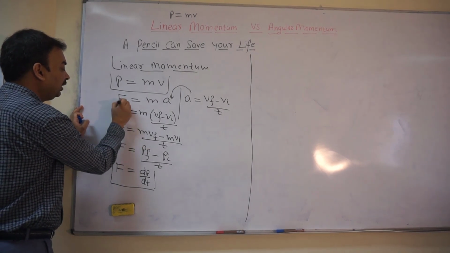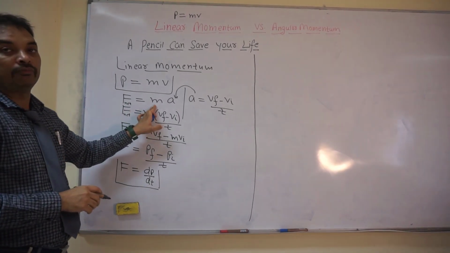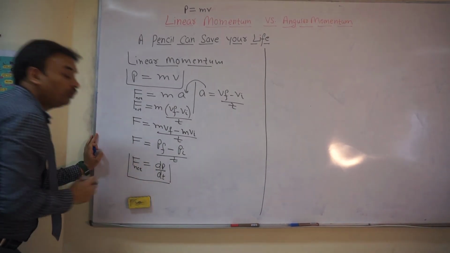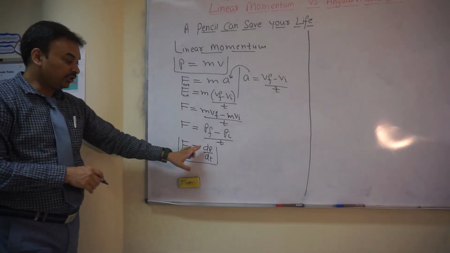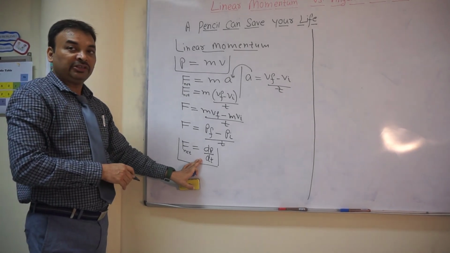According to Newton's second law of motion, the net force acting on a system is equal to mass times acceleration. So actually this is a net force. So the net force is equal to the rate of change of momentum. This is dP upon dt, the rate of change of momentum.